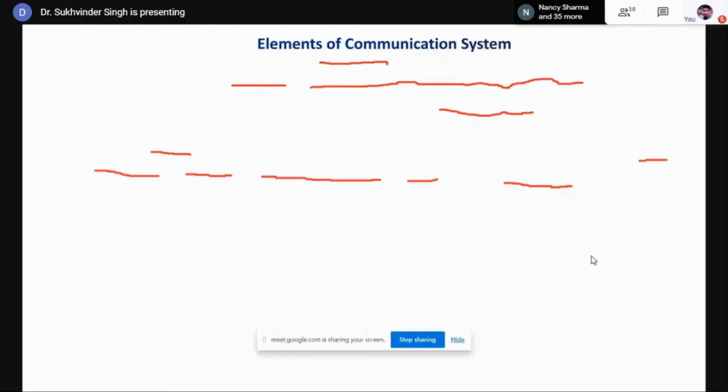Now let us talk about the various components an electronic communication system should have. The topic of our syllabus will be elements of communication system. What is a communication system? We have already discussed, and what are its elements? We will now discuss one by one. First, we will discuss the block diagram of a communication system.